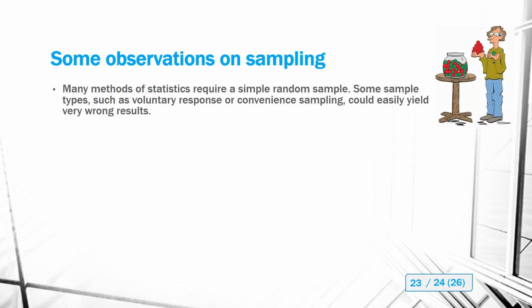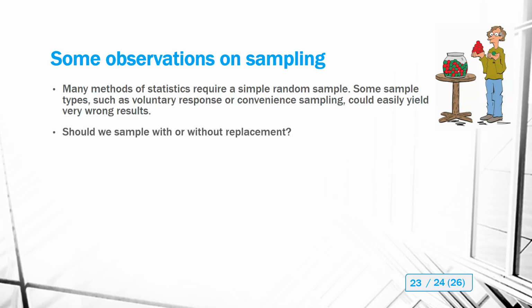So, to round up here, some observations on sampling. We've already noticed the importance of taking simple random samples, and in fact, that's exactly what we were taking with our dice rolling experiment: simple random samples. You want to be careful to use an appropriate method of sampling, because some sample types, like voluntary response or convenience sampling, can very easily give us wrong results. So you want to make sure you're sampling appropriately.